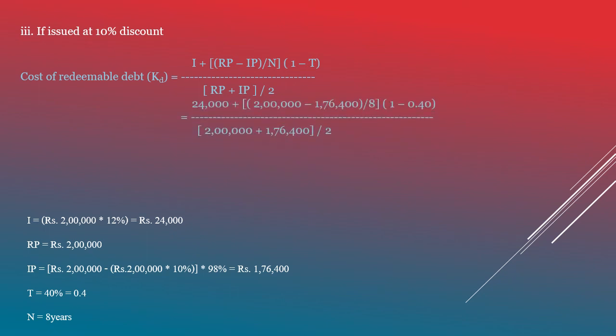Now we will put these values in this formula, and ultimately we will get the answer, which is 8.59%. So this 8.59% is the cost of redeemable debt when it is issued at 10% discount.